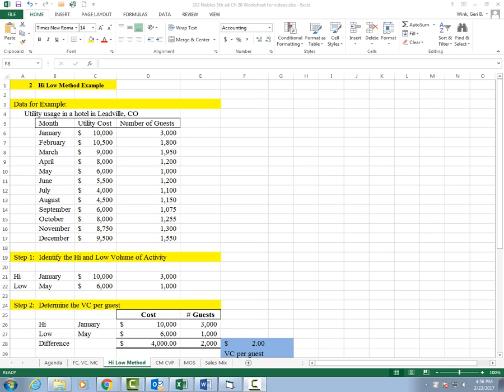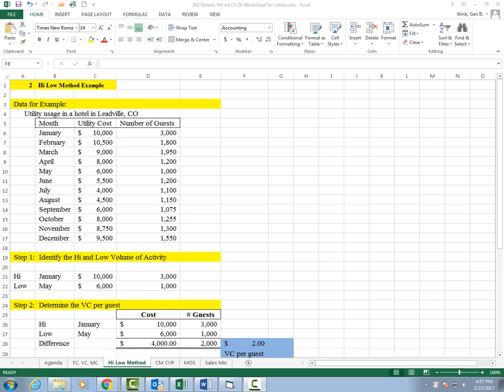Okay, we're going to pretend that we are working on a mixed cost for utility usage in a hotel in Leadville, Colorado. If you don't know where that is, it's like 10,000 feet up in the high mountains in Colorado. Quaint little town you should go visit sometime. Supposedly dust mites don't live there. I don't know if that's true or not, but that's what I heard.